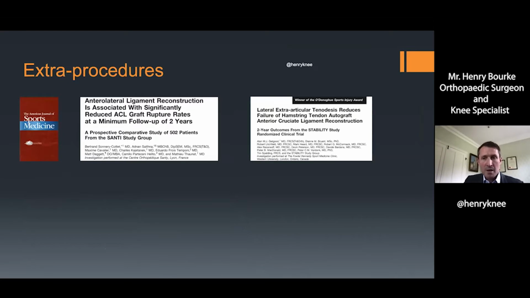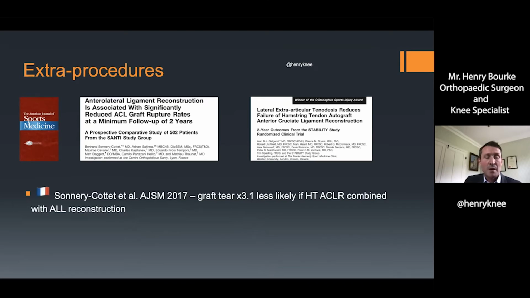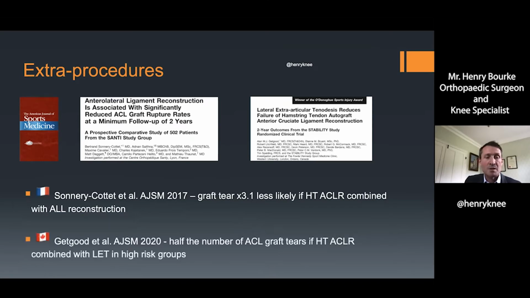There is a big knee meeting going on in America as we speak. It's been scheduled for this week, and I have no doubts this will be being discussed. This is the hottest topic in ACL surgery at the moment, and it's a topic on whether or not to augment your ACL reconstruction with an extra procedure. And there's lots of research that's come out recently from very big centers around the world to suggest that you can reduce the re-rupture rate of your ACL by performing a procedure on the outside of the knee that we call an extra articular procedure.